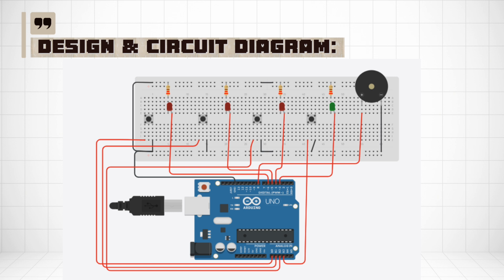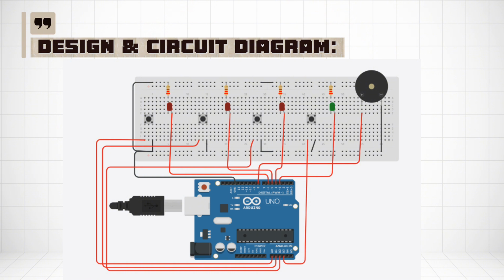Each player has their own push button wired to a separate digital input pin on the Arduino. When a player presses their button, the Arduino detects that signal. Every button is paired with its own LED indicator. When the player buzzes in, their corresponding LED lights up and the buzzer on the far right activates to signal that a winner has been registered.